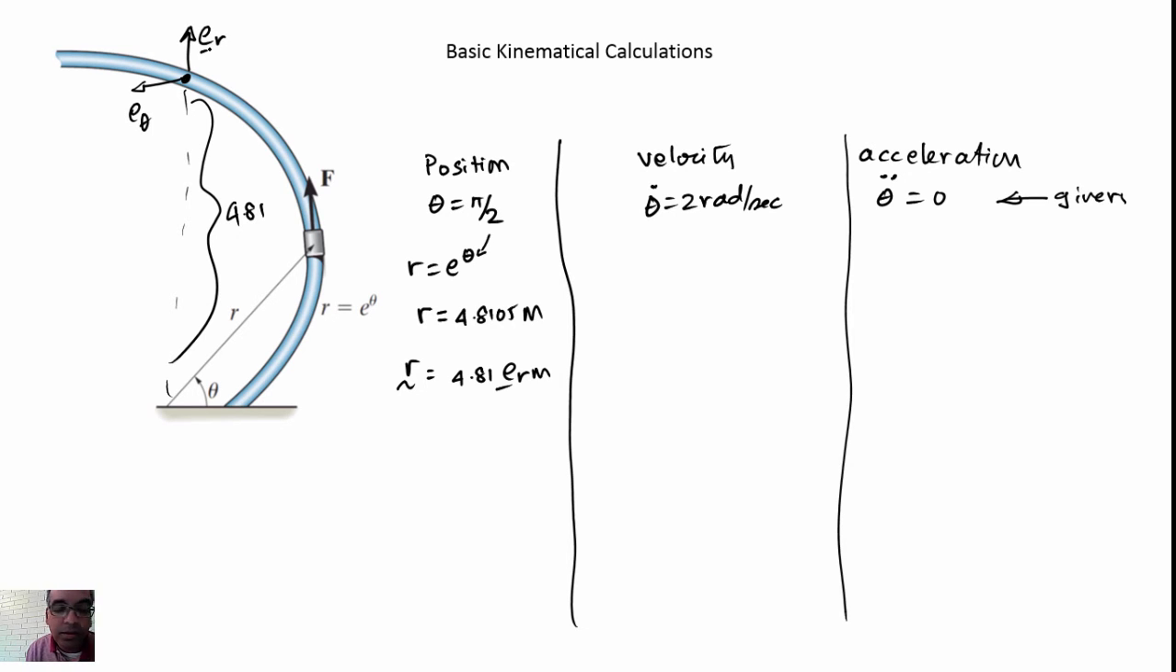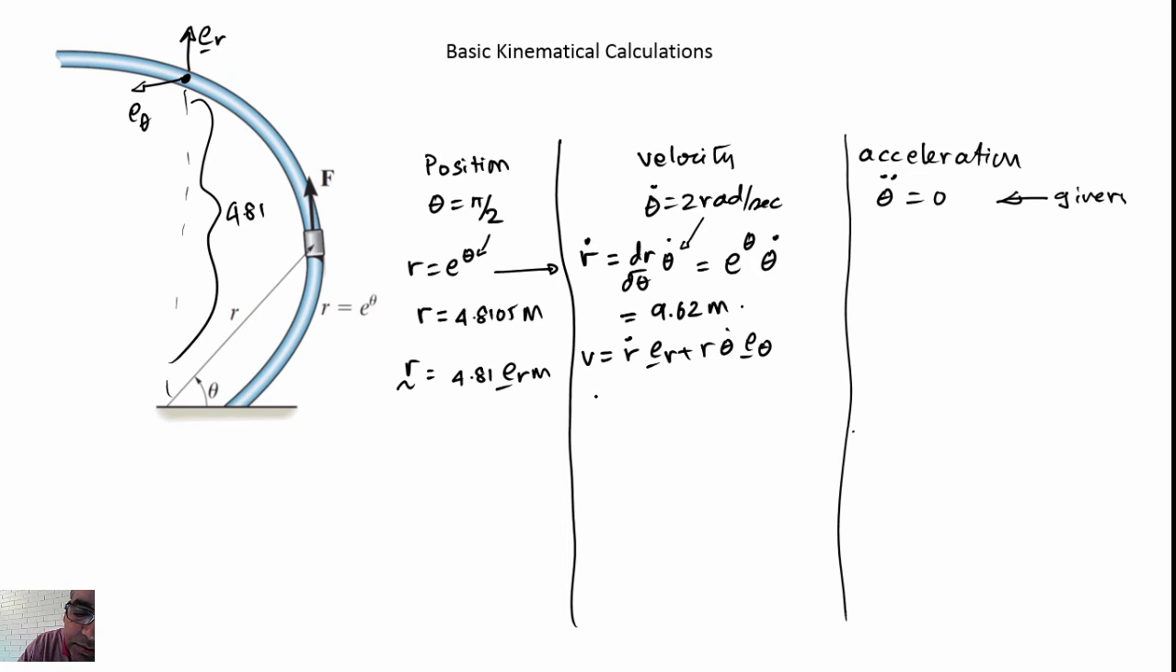Remember, E theta is like that, ER is like that. Okay, so now we know that r dot will be dr d theta, theta dot from here, and then I'm going to substitute and I will get e to the theta theta dot, because dr d theta is e to the theta, which turns out to be 9.62 meters per second. So velocity will be r dot ER plus r theta dot E theta, which turns out to be 9.621 ER plus, we know r is 4.81, theta dot is 2, and if you do that, I'll get again 9.621 E theta. So I know the velocity now.